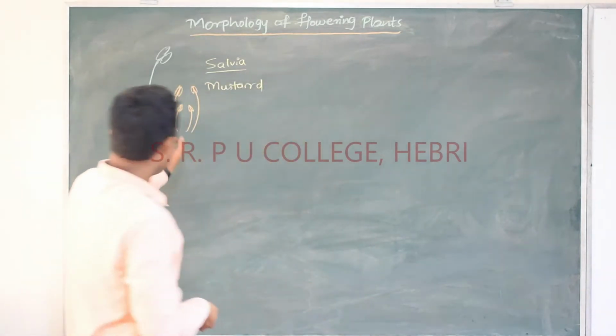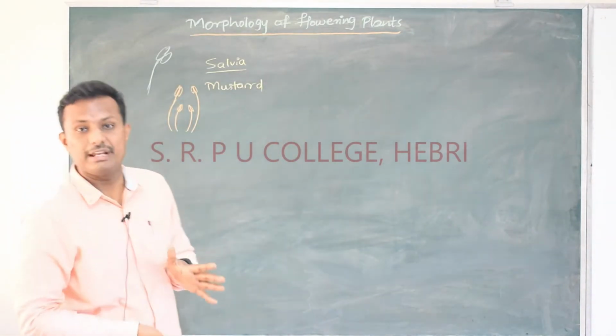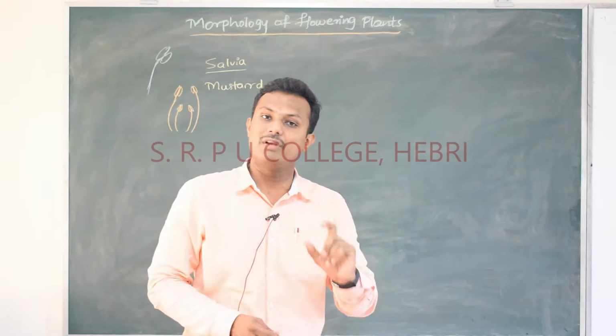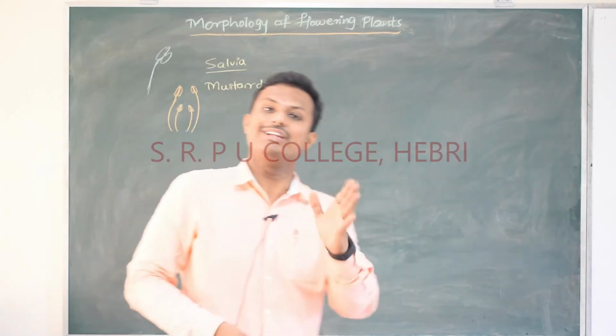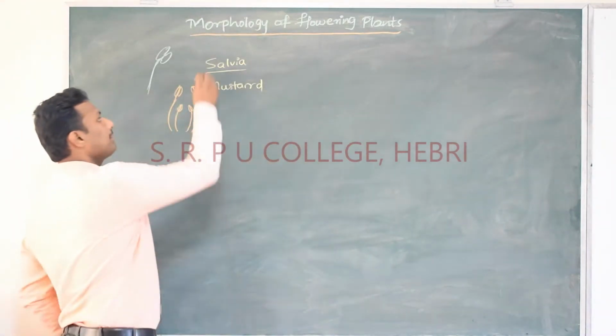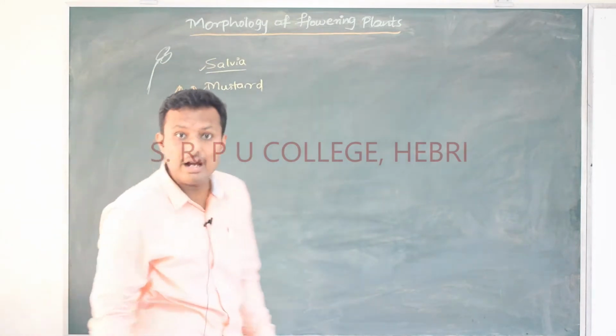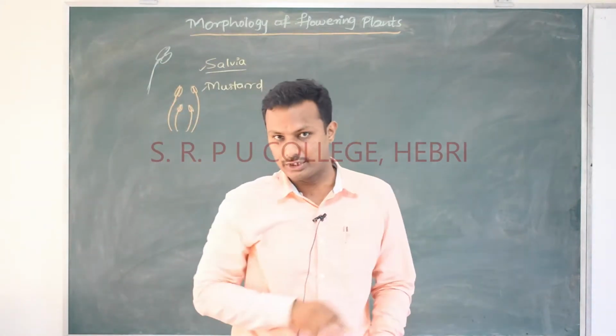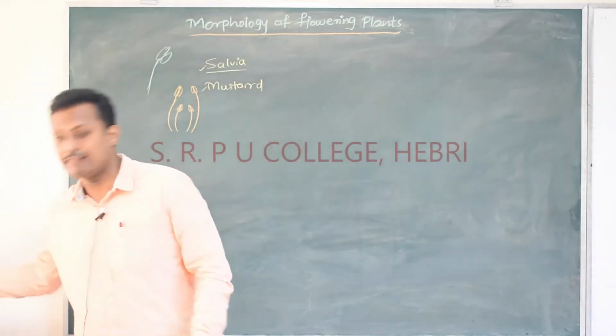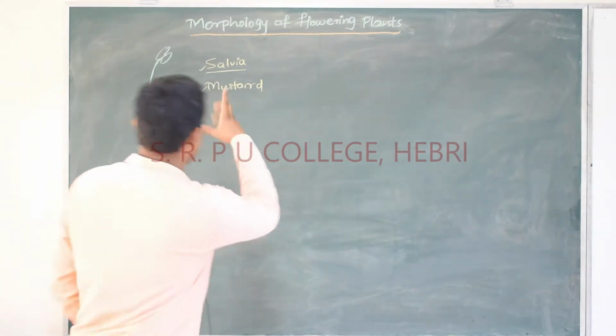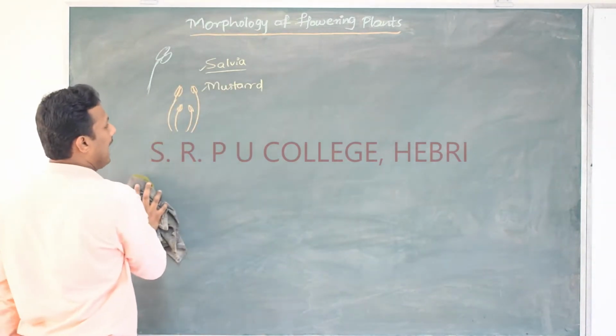Like that, the arrangement of the stamen not only varies, but also the length of the filament varies, that too within a flower. And the best examples for that are salvia and mustard. Note this point, okay? Length of the filament can vary within a flower like this. Examples are salvia and mustard.